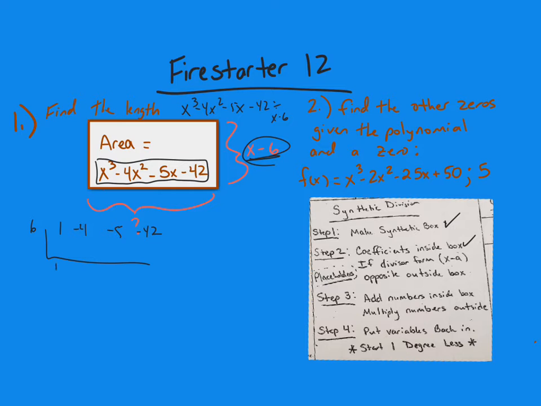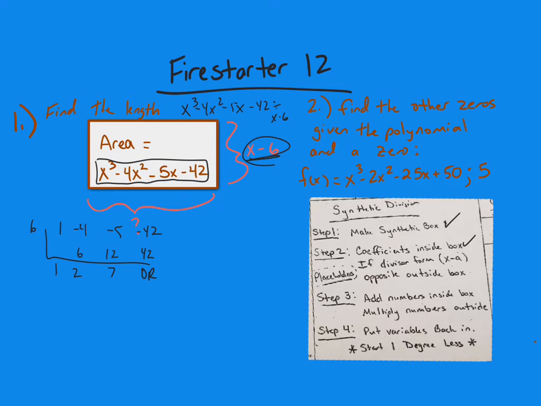Now I'm going to add the numbers inside. So 1 times 6 is 6. -4 plus 6 is 2. 6 times 2 is 12. -5 plus 12 is 7. 7 times 6 is +42. Works out nicely.